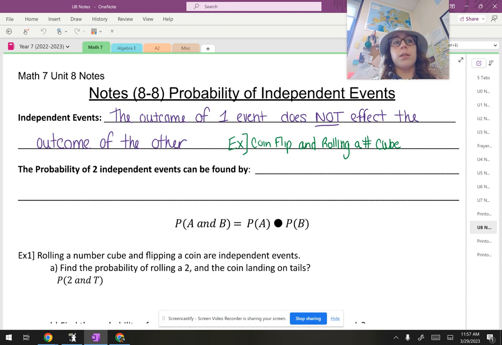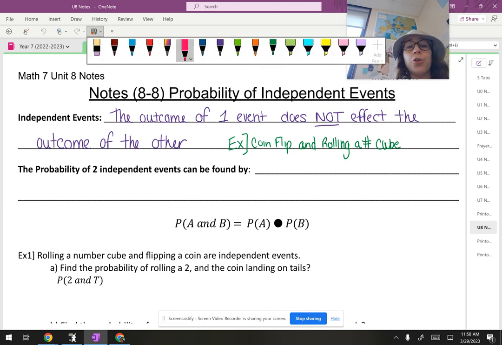An example that we had in class, someone said the result of the soccer game versus the result of the baseball game. Those two things have nothing to do with each other. What happens in the soccer game, win or lose, is not going to impact what happens in the baseball game. Flipping a coin and pulling a card. All of these things do not affect each other.